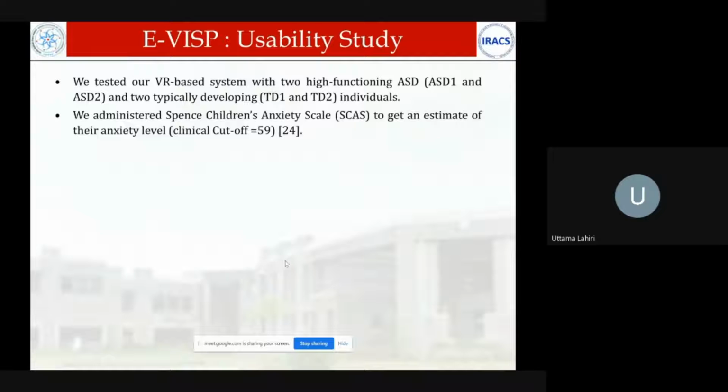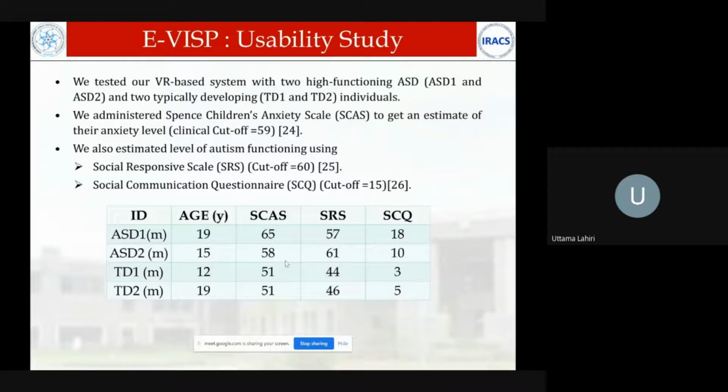Now, we tested first with a very small population pool. There were 2 high-functioning children with autism and 2 typically developing children. We measured the SPIN anxiety, the children's anxiety scale rating, to see their baseline level of anxiety. And we took other measures, which those working with children with autism will know are very standard: the social responsiveness scale and the social communication questionnaire, which show their autism measures.